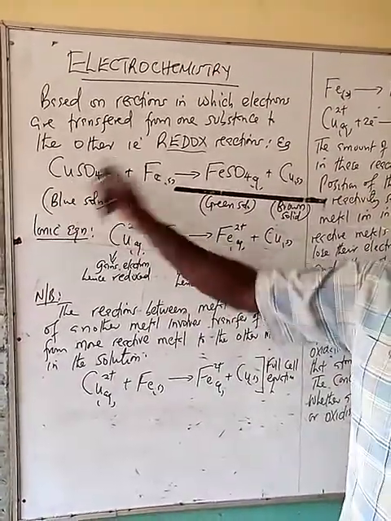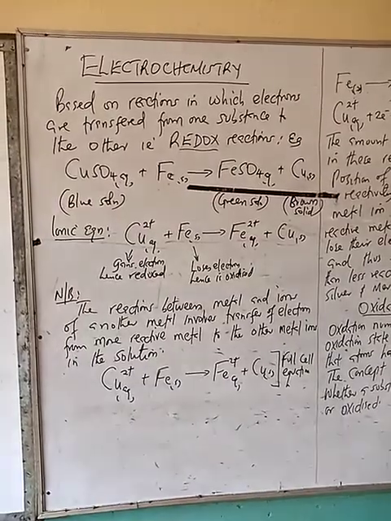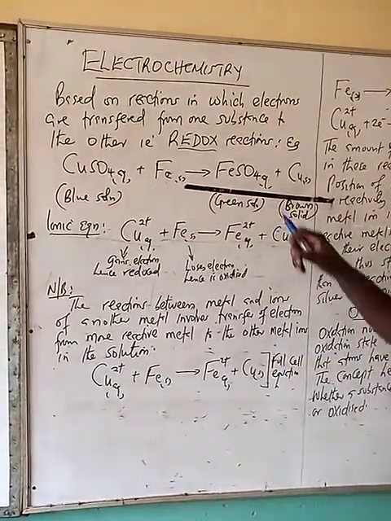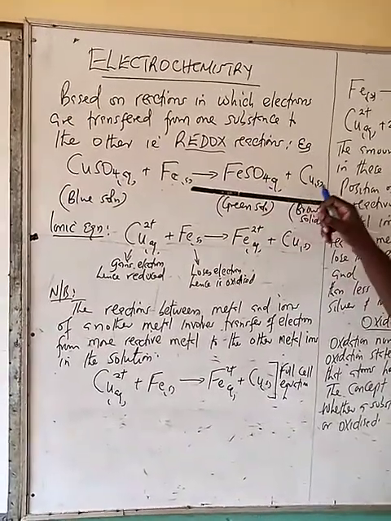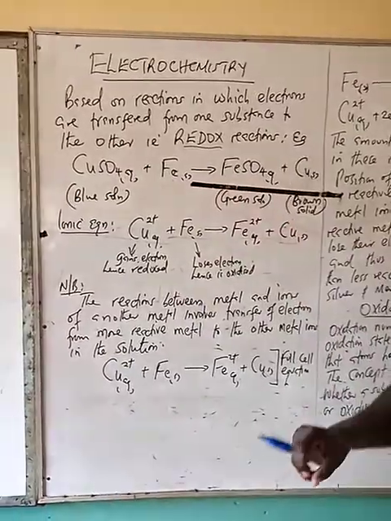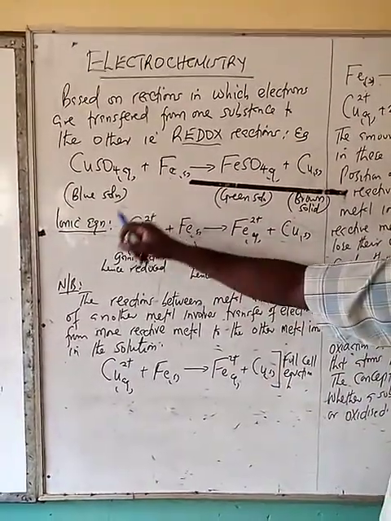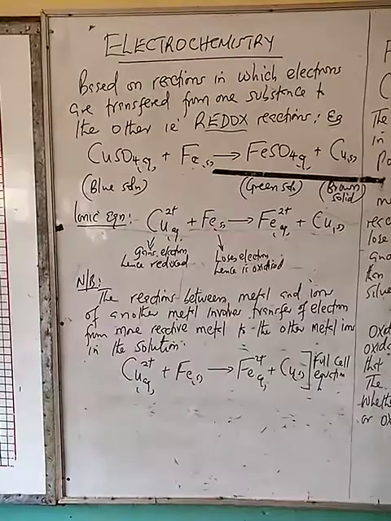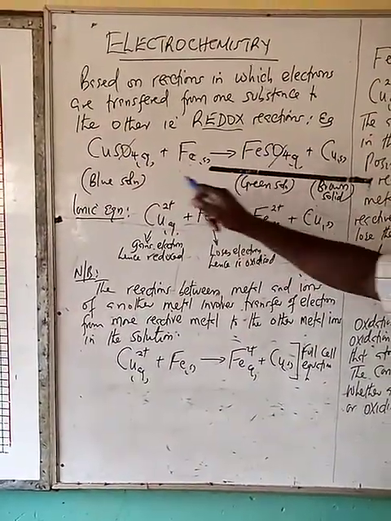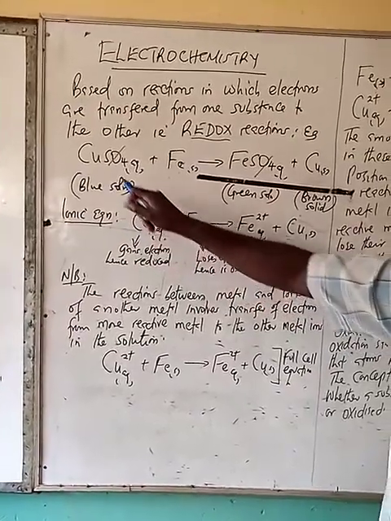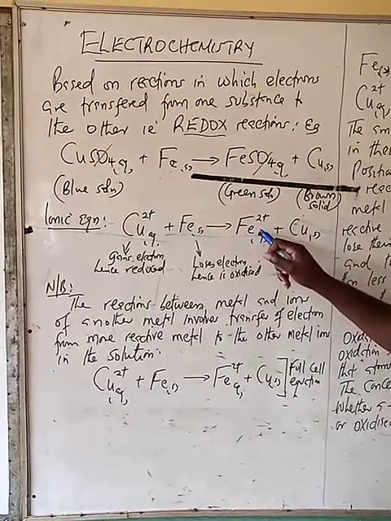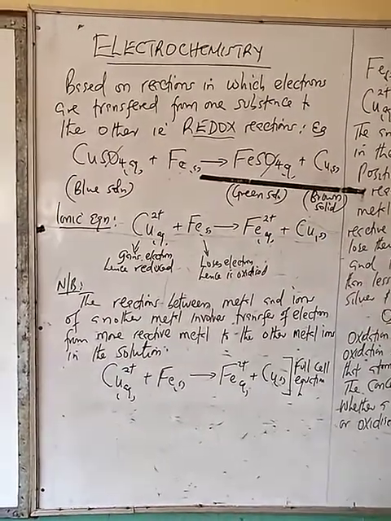Let us see, this is our example. Copper(II) sulfate reacting with iron, giving us iron(II) sulfate plus copper. This is a typical reaction which involves redox. If you write the ionic equation by cancelling the spectator ions, then we will come up with Cu2+ plus Fe, giving us Fe2+ and Cu.